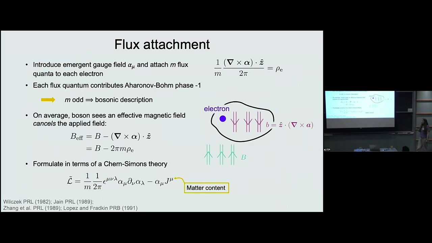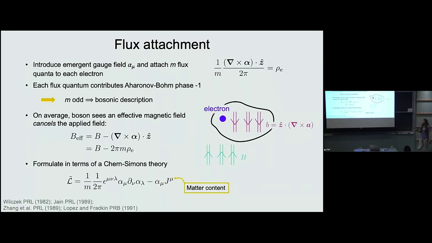Now, each flux quantum has an Aharonov-Bohm phase of -1. So if I have m being an odd number, and I look at what's enclosed in this black line here, with the electron and then an odd number of fluxes, we see that this thing here should behave as a boson statistically. And so this is a bosonic description of the fractional quantum Hall state.